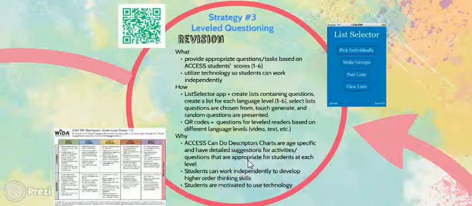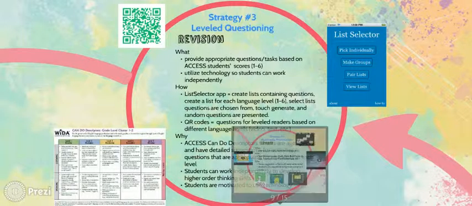These charts are very, very big, and it would be hard to really keep all the information in one spot. When we utilize technology, we can randomly generate questions or tasks based off of these can-do descriptors. So it's more efficient, and you don't need as much space. Another reason is students can work independently to develop their higher order thinking skills. And of course, students are always motivated to use technology.